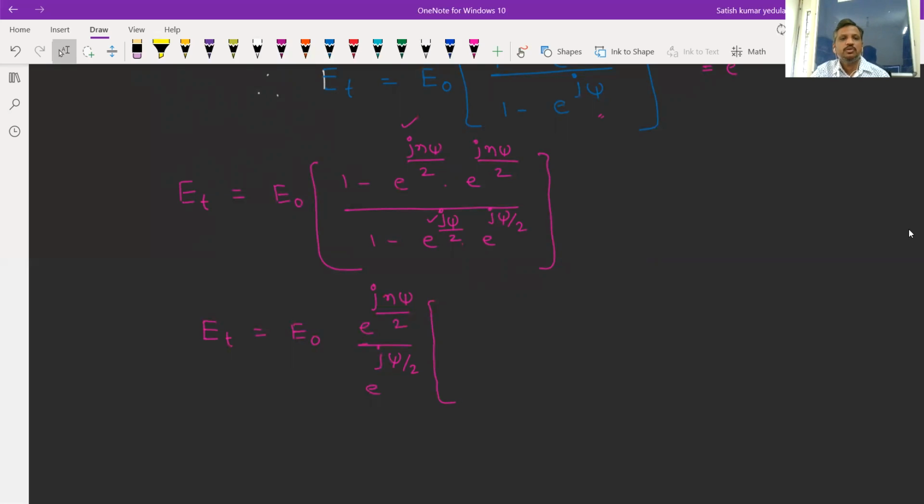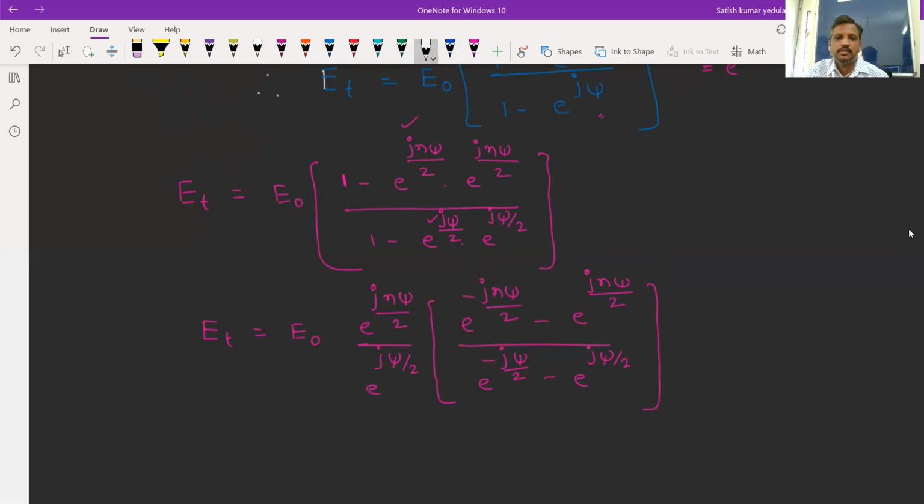What you will be getting is, because here it is 1, so e power j n psi by 2 into e power minus j n psi by 2, because here actually you should write 1 by e power j n psi by 2. That 1 by e power j n psi by 2 is e power minus j n psi by 2, minus e power j n psi by 2. The same thing in the denominator: e power minus j psi by 2 minus e power j psi by 2. That's it. This is your expression.